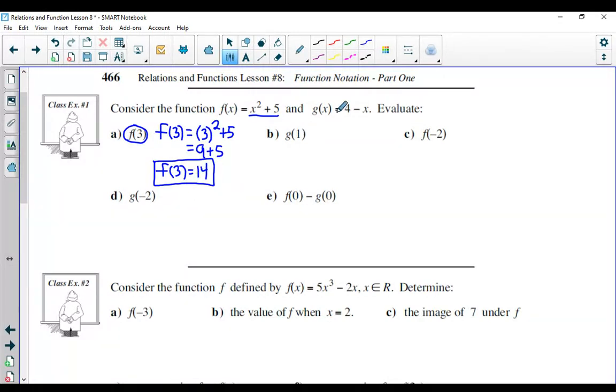Okay, g of 1. So we're going to use this equation now. g of 1 means the value of the function when x is equal to 1. So this would be equal to 4 minus, this time around, replace x with 1. If we evaluate that, g of 1 is 4 minus 1, which would be 3.